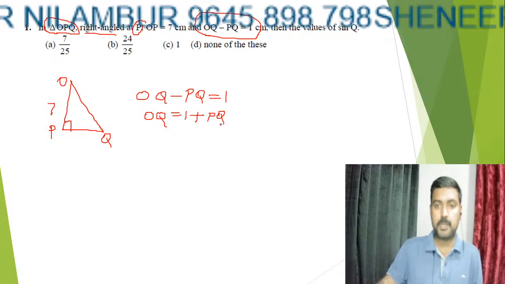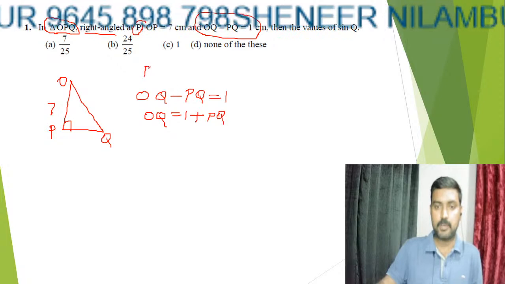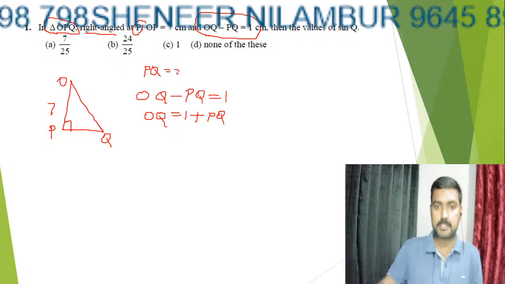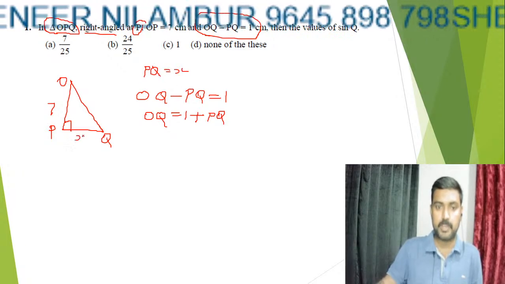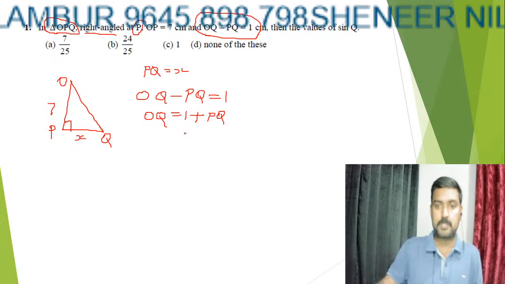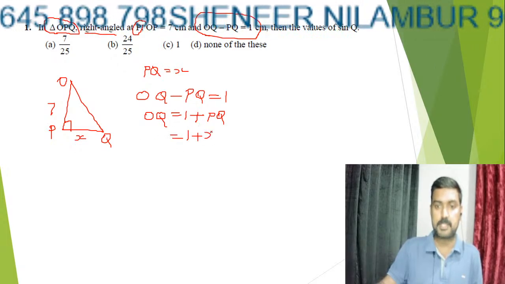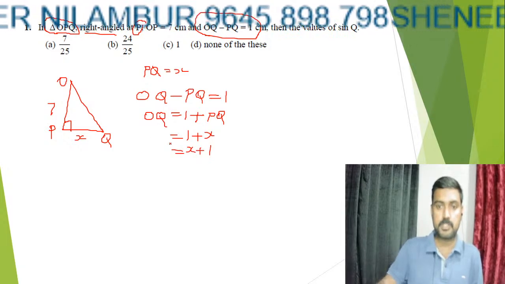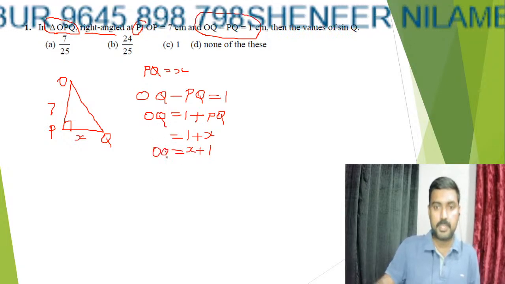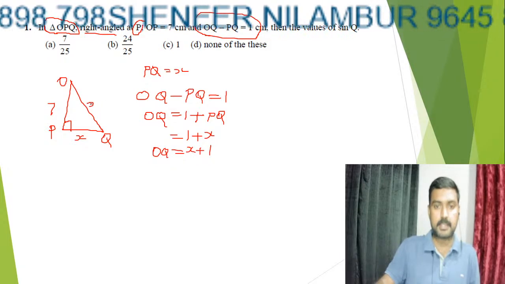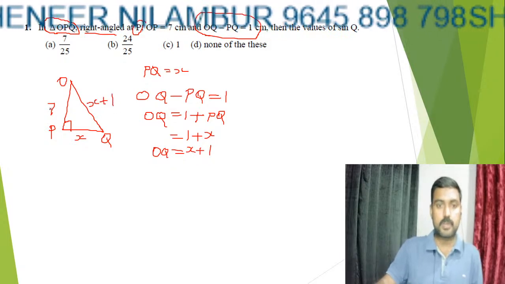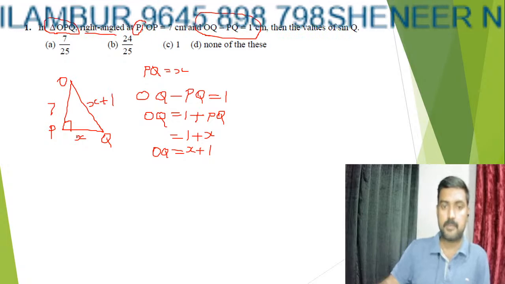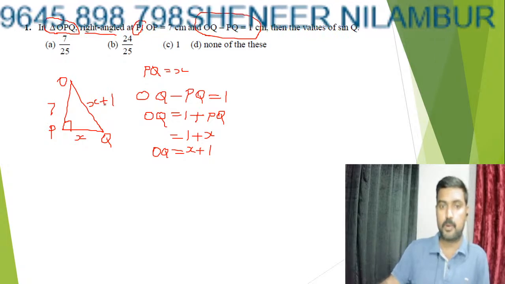So this PQ we can give the name X. The value of PQ we can call X. So in this figure PQ is X. So 1 plus PQ means 1 plus X will be OQ. 1 plus X we can write as X plus 1 also. Both are the same. So OQ is considered as X plus 1. So we got here OP 7, PQ X and OQ X plus 1.